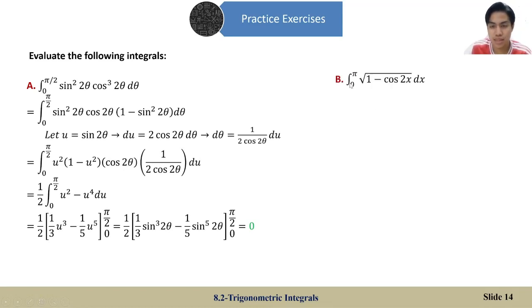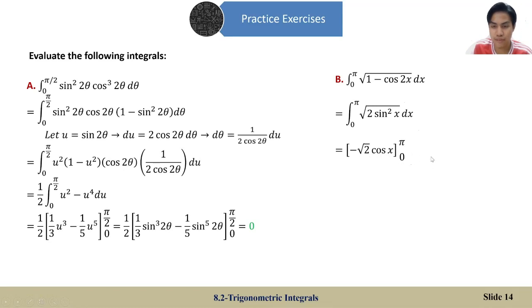Next exercise, the integral from 0 to pi of the square root of 1 minus cosine 2x dx. This one we can recall from the last exercise slides, that 1 minus cosine 2x is equal to 2 sine squared x using the half angle formula. From then, we can eliminate the square root from the sine squared x, and then when we integrate it, we will get minus square root of 2 cosine x.